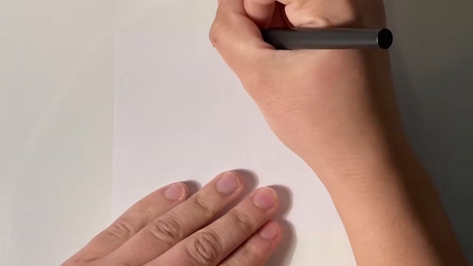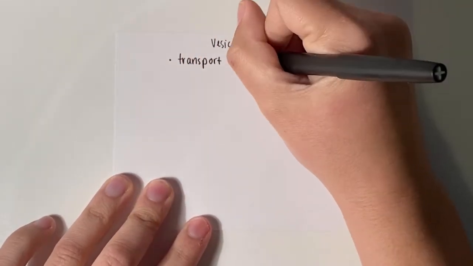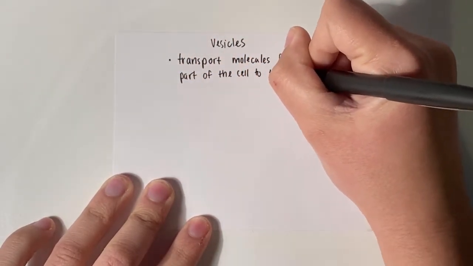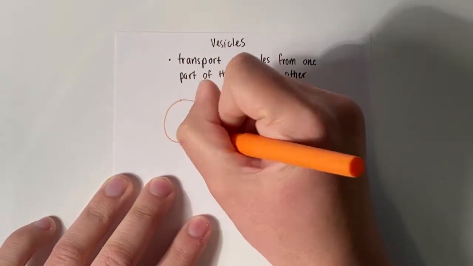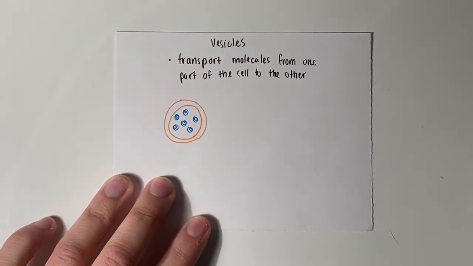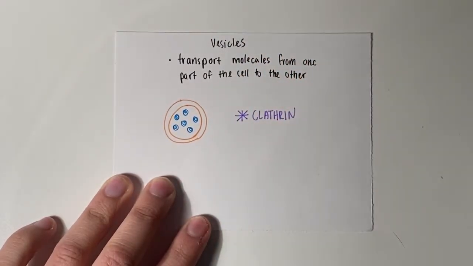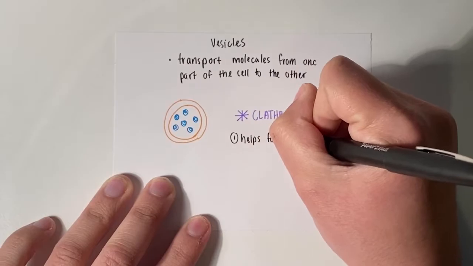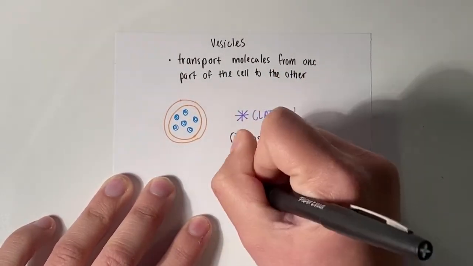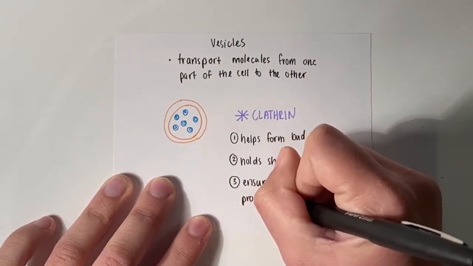Vesicles are a very important component of the cell system. They are used to transport molecules from one part of the cell to the other. The vesicles are hollow balls of membrane that carry hydrophilic proteins and membrane components. Clathrin is a protein that coats the vesicle like a cage. This coat is important for 3 reasons. It helps to form the bud, it holds the shape of the vesicle, and it ensures the vesicle has the proper contents.